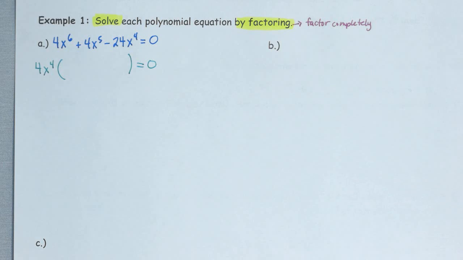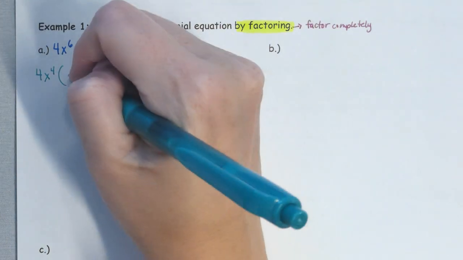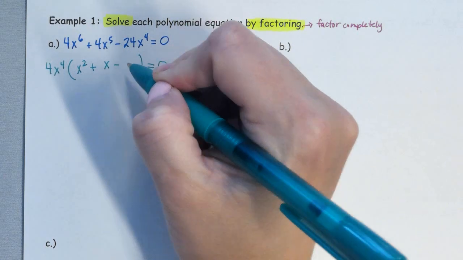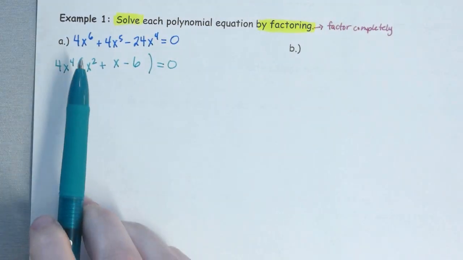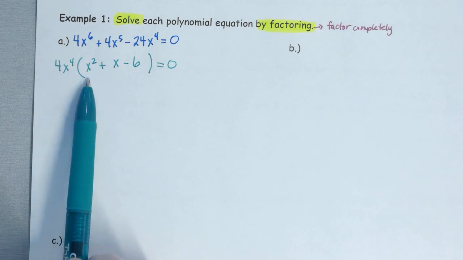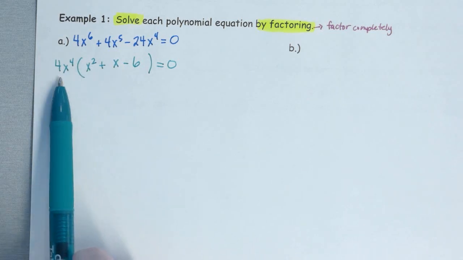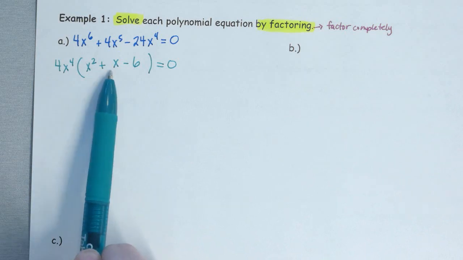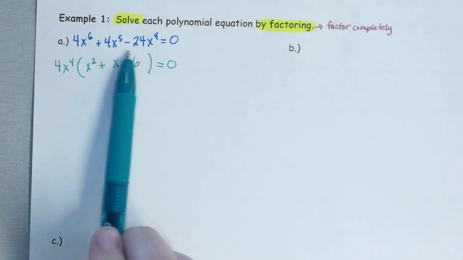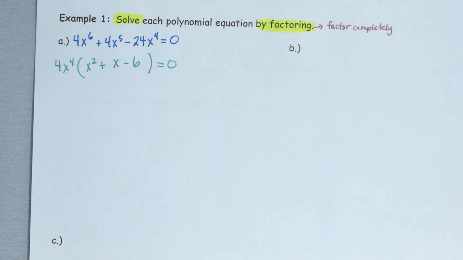Okay, and then, Rashawn, can you tell me what will be left inside if I take out 4x to the 4th? X squared plus x minus 6. Good. Okay, so when you're doing this, you're dividing. 4x to the 6th divided by 4x to the 4th is going to be x squared. You could also think of it as distribution. 4x to the 4th times x is 4x to the 5th. 4 times negative 6 is the negative 24, and then you have the x to the 4th.